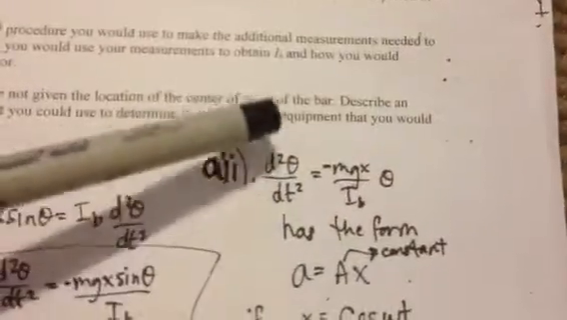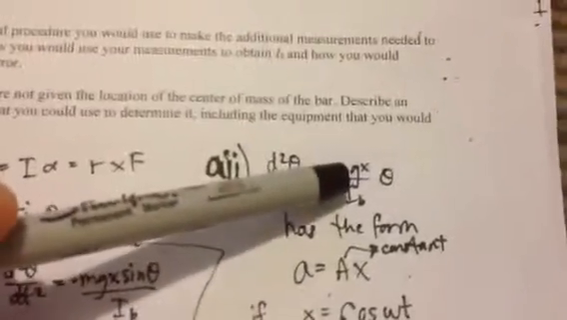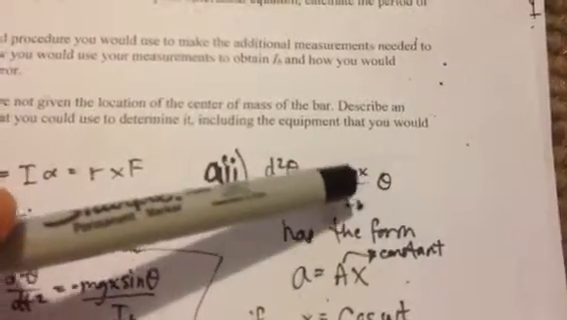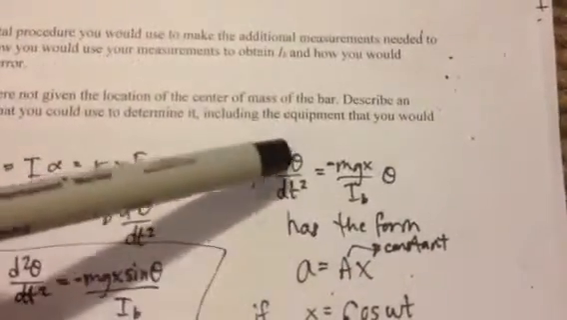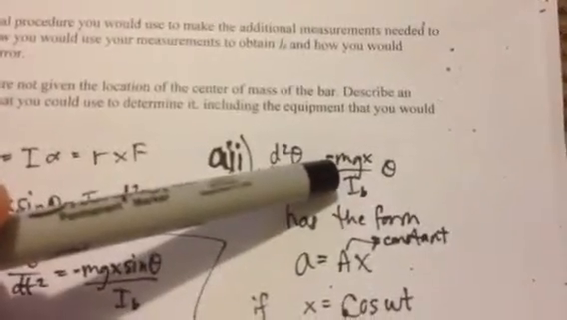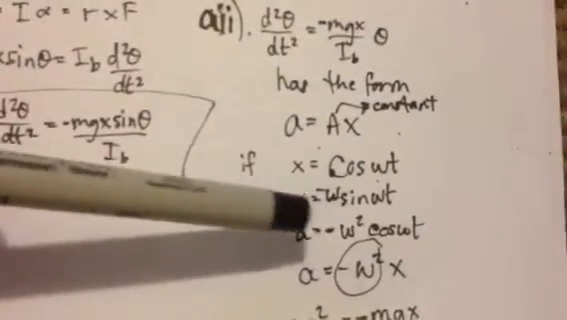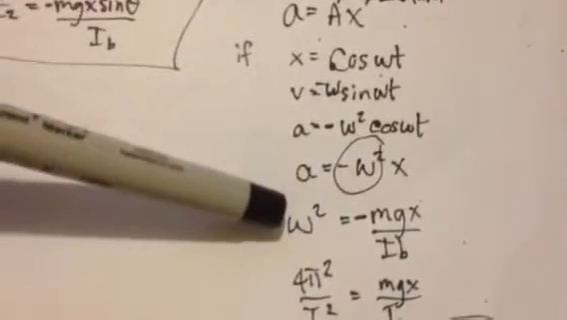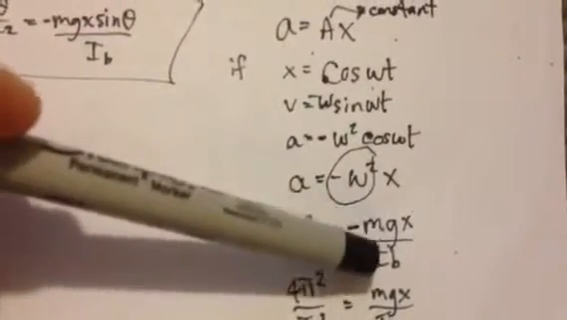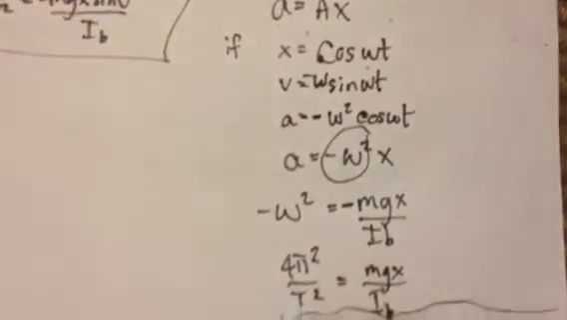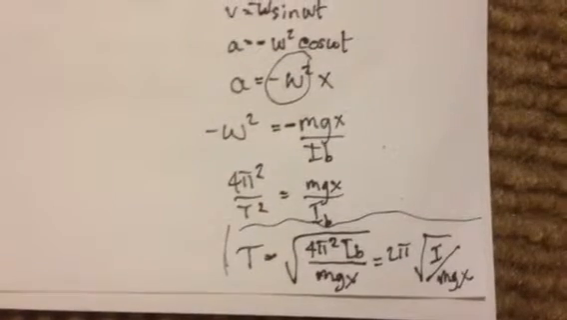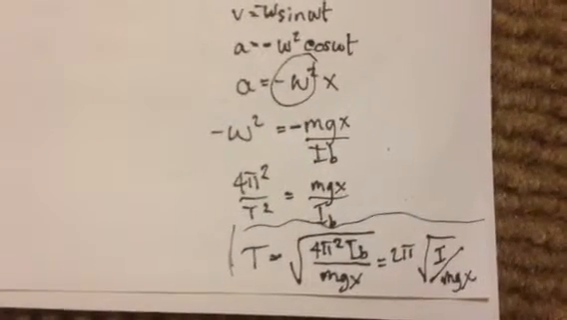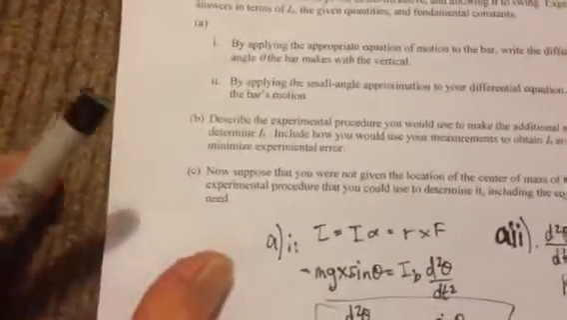So now if you look up at this thing, this is a. This is the value omega squared. This whole thing equals omega squared. And this is like your x again. So it's alpha and theta instead of a and x, but this constant right here is represented by omega squared. So down here, if you set your negative omega squared equal to minus mgx over the moment of inertia and rearrange some things, you end up at the value of the period being 2 pi times the square root of I divided by mgx. Parts B and C are explained very well in the solution, so I'll just leave those alone.